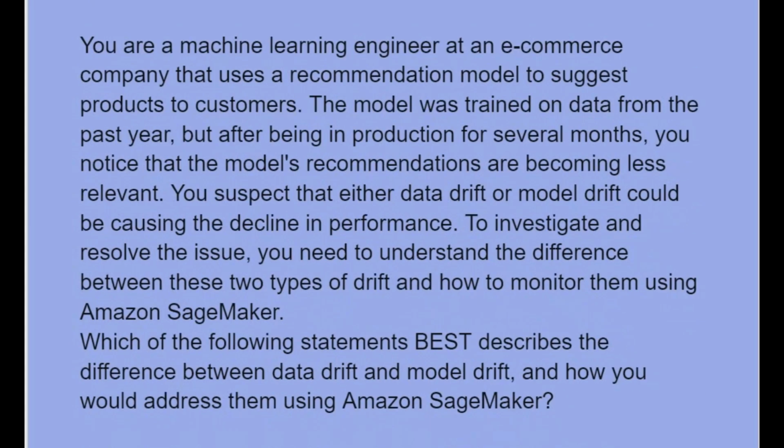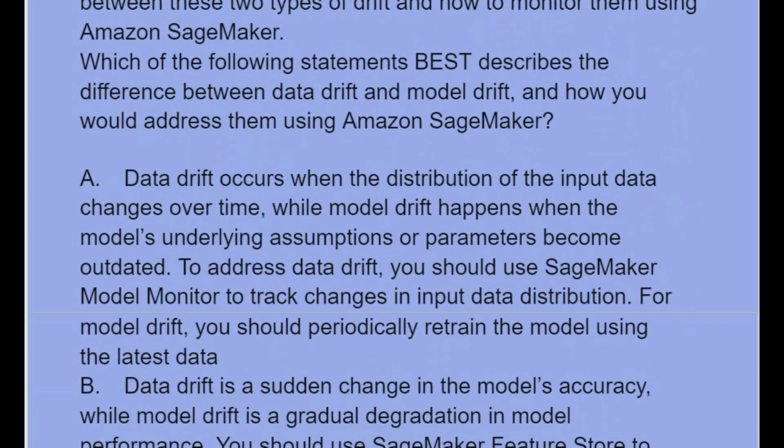Which of the following statements best describes the difference between data drift and model drift and how you would address them using Amazon SageMaker? Option A, data drift occurs when the distribution of the input data changes over time, while model drift happens when the model's underlying assumptions or parameters become outdated. To address data drift, you should use SageMaker Model Monitor to track changes in input data distribution. For model drift, you should periodically retrain the model using the latest data.